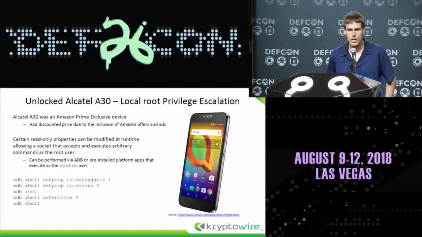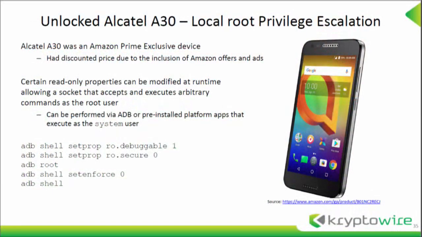So moving to Alcatel. This is an unlocked device. This was sold a while ago as an Amazon Prime exclusive, so it would have some of the Amazon apps on there and be at a discounted price. And this device allows read-only properties to be modified at runtime, which is not the standard behavior. So if you have ADB enabled, you can execute the commands below, just setting ro.debuggable to 1, and then ro.secure to 0, and then adb root, which restarts the ADB daemon running as root as opposed to adb shell, then disabling SELinux, and at that point you have a root shell.